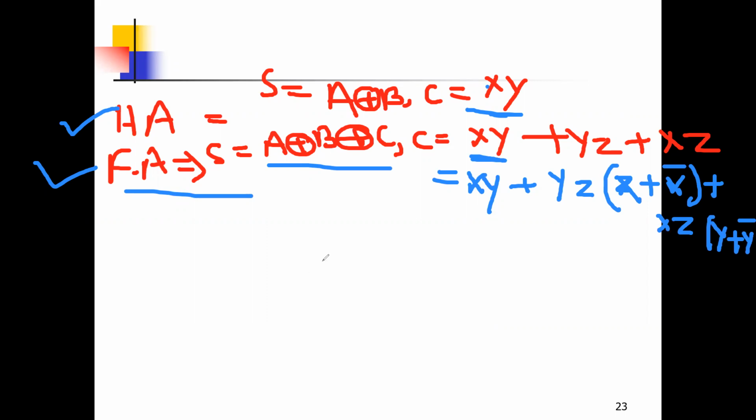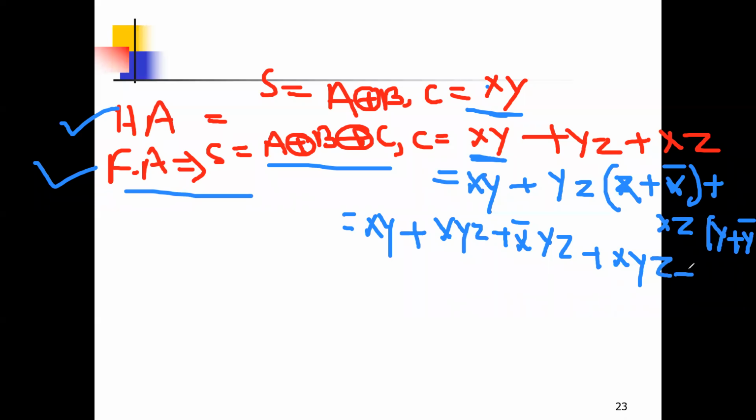So what will we get? We will get XY plus XYZ plus X bar YZ plus XYZ plus XY bar Z. Okay. Is there anything common? XY, XY, XY. Can I take XY common from these three terms? So I will get XY times (1 plus Z plus Z bar).